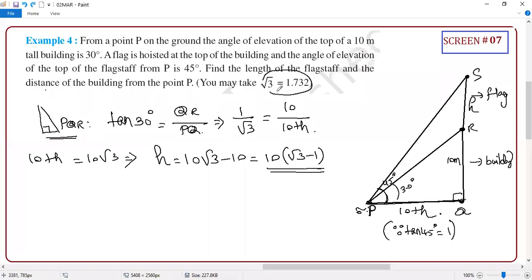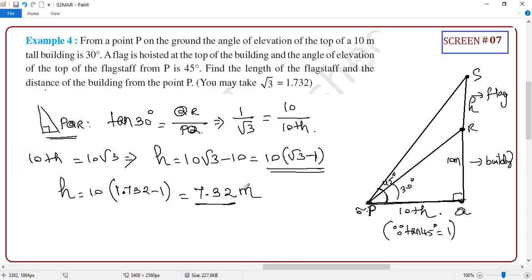No. The moment they said root 3, you have to take the value, apply the value. If they are not giving, then you can leave the answer like this. So root 3 equal to 1.732 minus 1. Guys, do the mind calculation and tell me what is the answer. So 10 into 1.732 minus 1, that is 0.732. Then multiply by 10, 7.32. So it will become 7.32 meter.